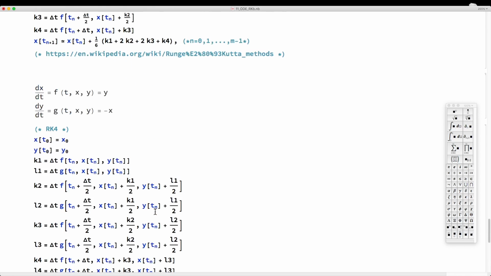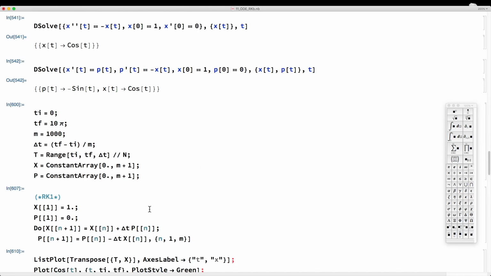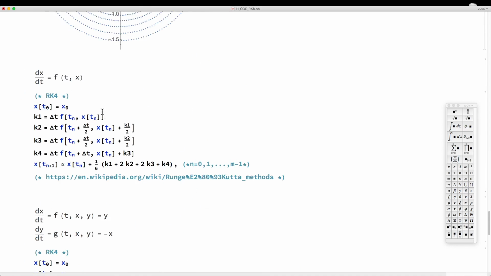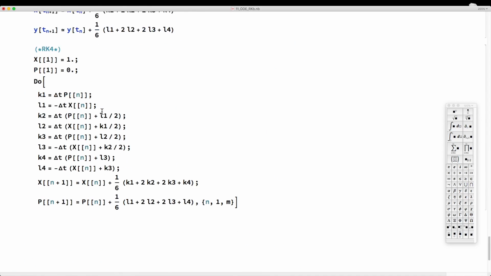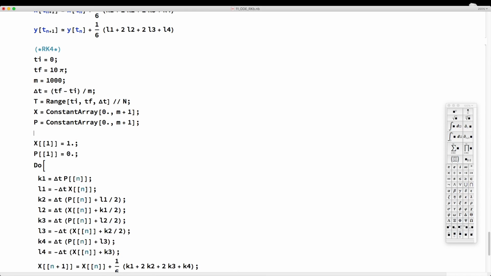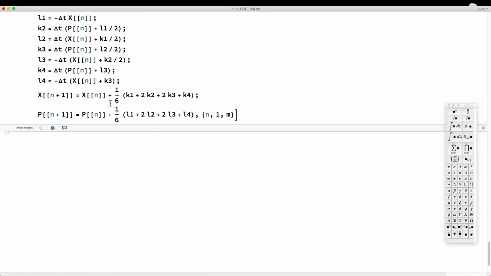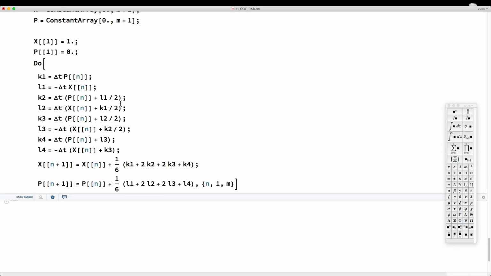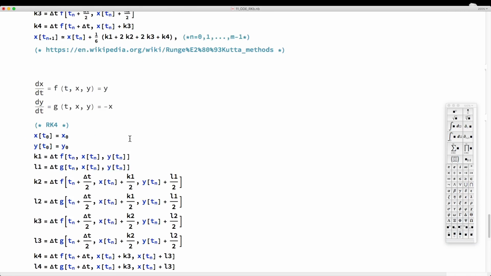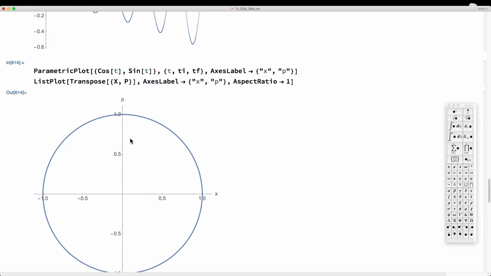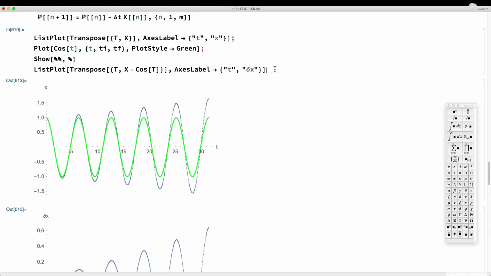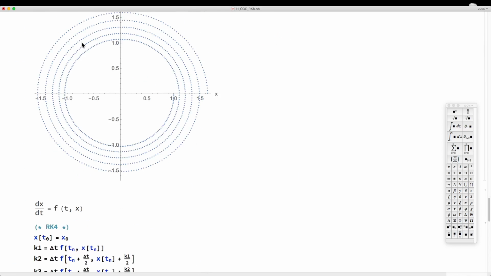Okay, so now let's rewrite the construction of the vectors t and x and p. So let's plug those in here, and let's just do 100 time steps and see what happens. Okay, so shift enter, the loop is executed, and then we can simply copy paste these commands to look at the results.